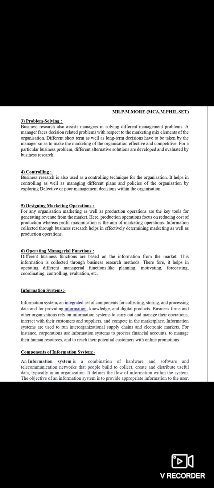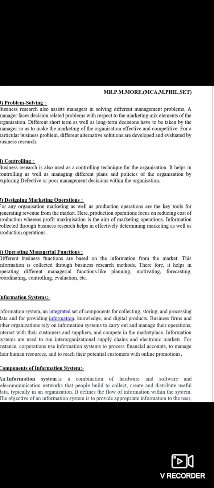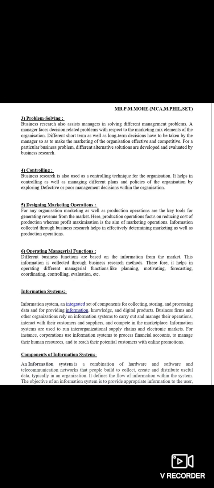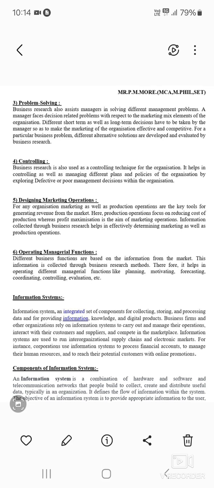Next question is information system. So what is meant by information system? Information system is an integrated set of components for collecting, storing, processing data and providing information, knowledge as well as digital products. Business firms and other organizations rely on information system to manage their operations, interact with the customers and suppliers and compete in the marketplace.